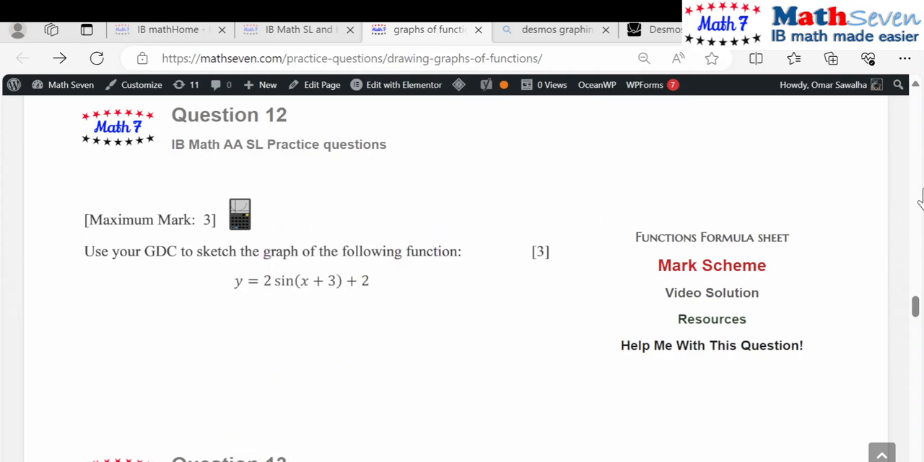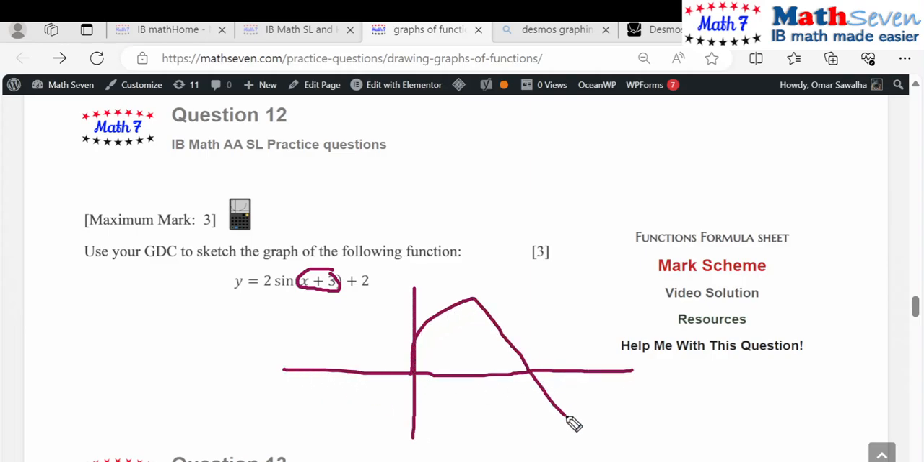Now, the last thing, let me erase this. The last thing, what about this number inside the x? Well, this number here takes the graph to the right or to the left. Because it's positive, it takes it 3 steps to the left. So instead of the graph starting from here and going like this, you gotta move it 3 steps to the left. So that's 1, 2, and 3. So it's gonna start from here and gonna go like this. So this one takes it right and left, along the x-axis.